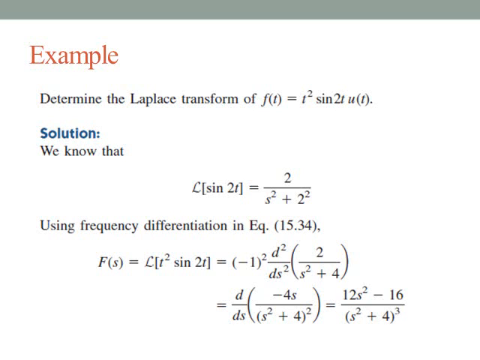So using frequency differentiation, which we have just studied, Laplace of t square into sine 2t should be equal to minus 1 square d square over ds square, and inside we'll have the same equation, the Laplace transform of sine of 2t. So we just take the double derivative of this equation, and using this double derivative we can find the final answer, which is this.